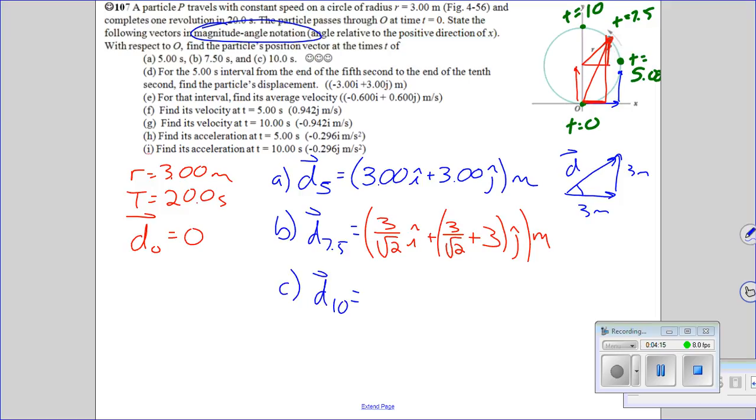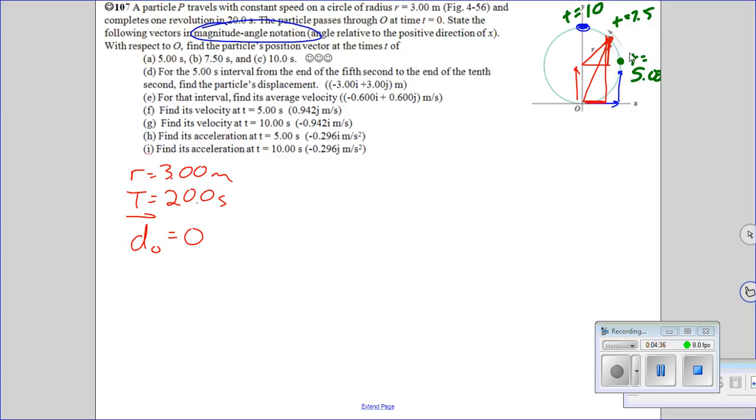Finally, question C wants to know what the position is after 10 seconds. Well, after 10 seconds, you're up here at the top of the circle. Our position there is just going to be 2 radii up, so 6 meters in the j direction. Okay, so that's A, B, and C. Let me erase this, clear up some room on the board.